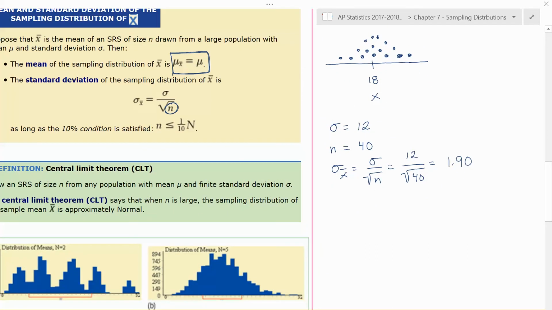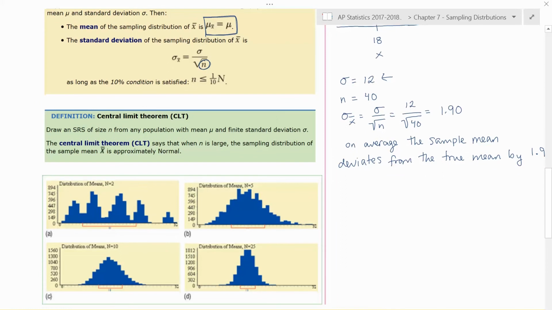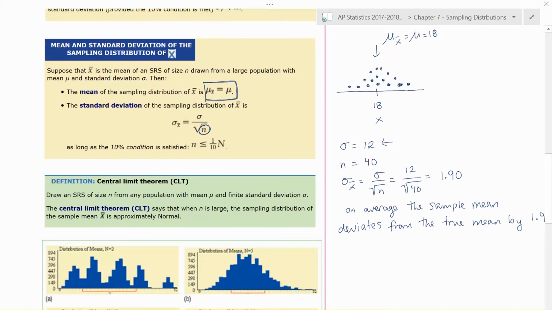And of course we always interpret these things, so I'll write that interpretation. Okay, so we can say that on average the sample mean deviates from the true mean by 1.90, so that would be years. Okay, so notice how much smaller that variation is as compared to the standard deviation of individual pennies' ages. Okay. So that's an overview of the sampling distribution of the sample mean.